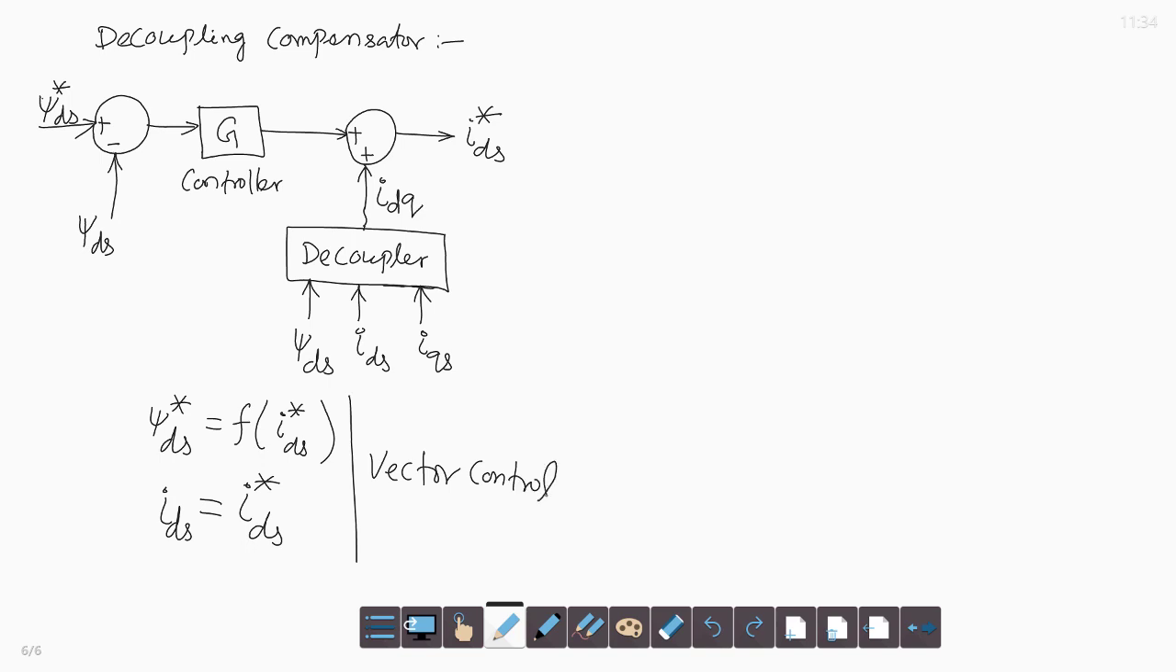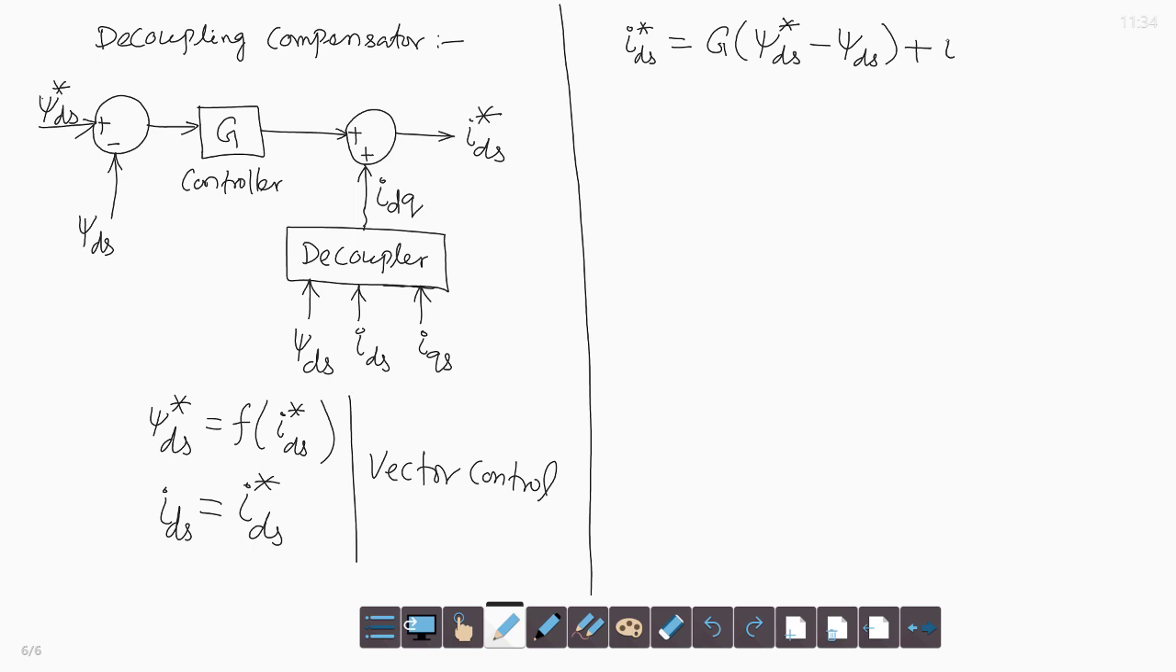So, as you can see from this model, decoupling compensator, what is IDS star? That is G into psi ds star minus psi ds plus the decoupling current IDQ, compensating current. This is equation 11.